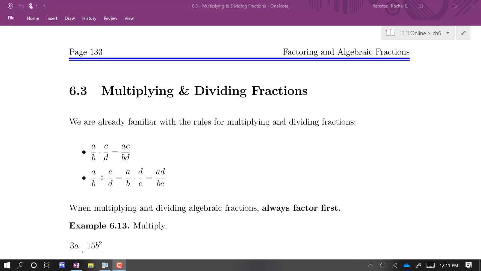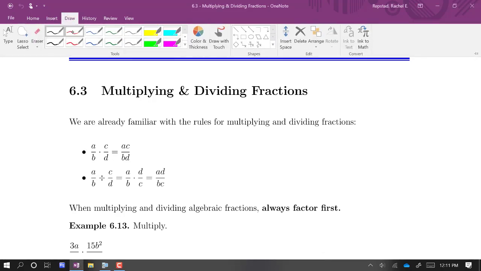All right, now we're going to take a look at multiplying and dividing fractions. This is really quite similar to what we did in the last section. We're going to use the same skills. It really mostly boils down to factoring, and then just sort of being careful. You know, the devil's in the details with these problems.